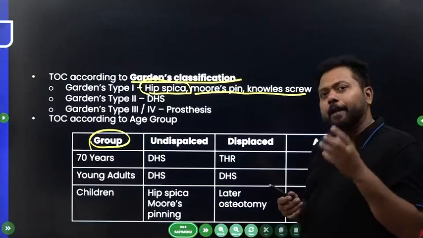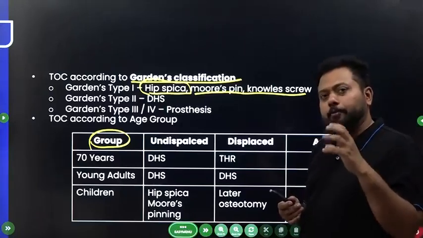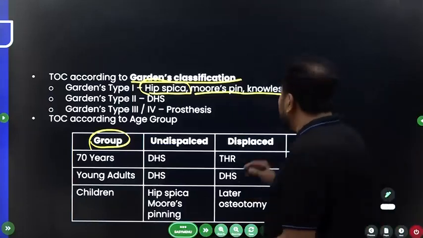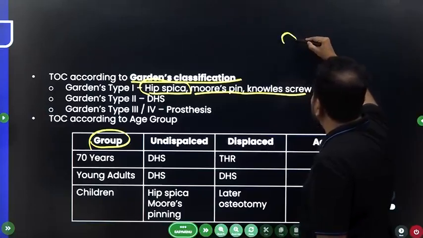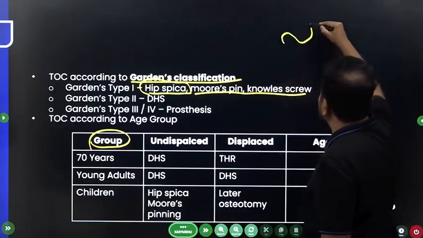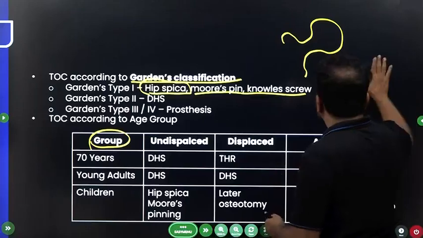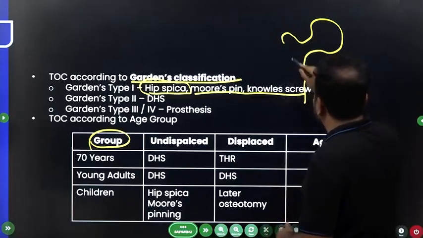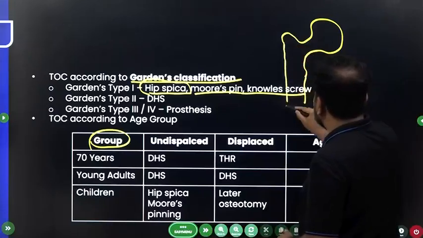So let us try to preserve the original head. Why replace it? Gordon's type 2 is complete but undisplaced. Just take this as the greater trochanter, this is the neck, this is your head, this is the lesser trochanter, and here is the shaft coming down like this.